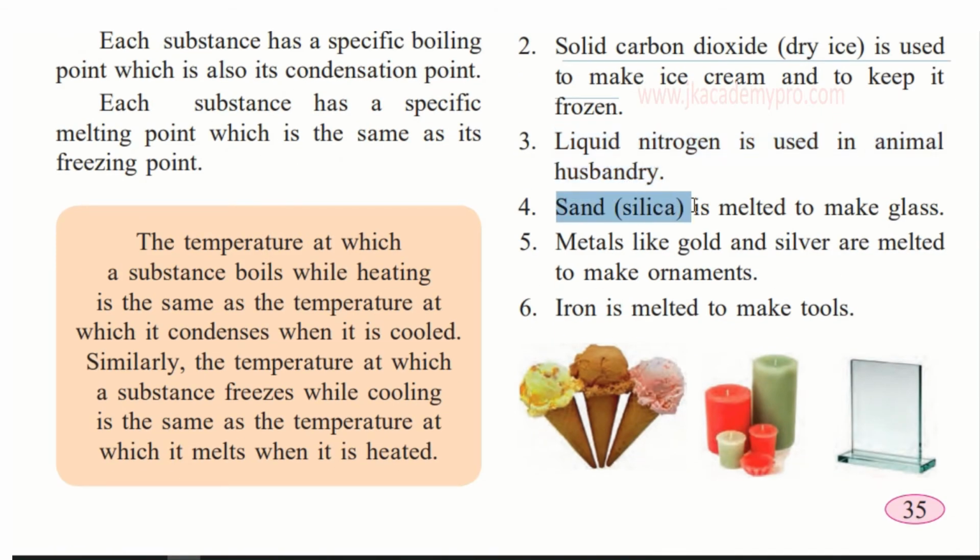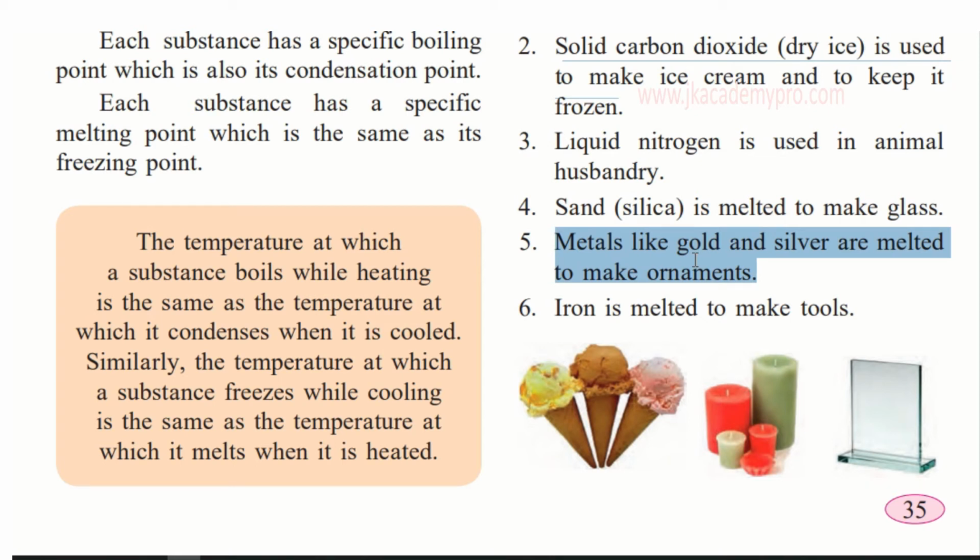Then sand, which is also silica, is melted to make glass. So we use so many of our glass products. Can we imagine it is made of sand? So sand, that is silica, is melted to make glass. Then metals like gold and silver are melted to make ornaments. We know that, isn't it?